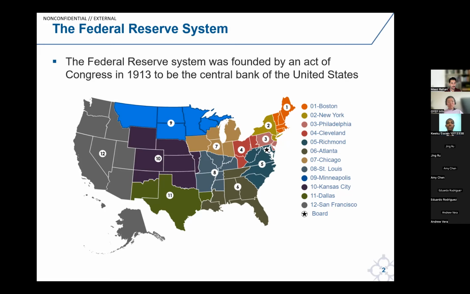We'll notice there's a star in Washington, D.C., and the star represents the Federal Reserve Board of Governors, which is also commonly referred to as the board. They reside in Washington, D.C., and are known as the governing body of the Federal Reserve System.